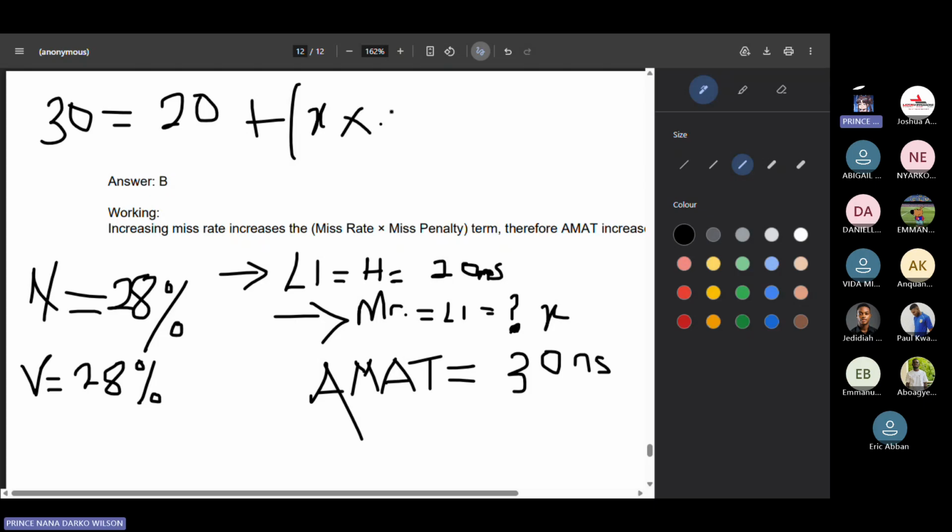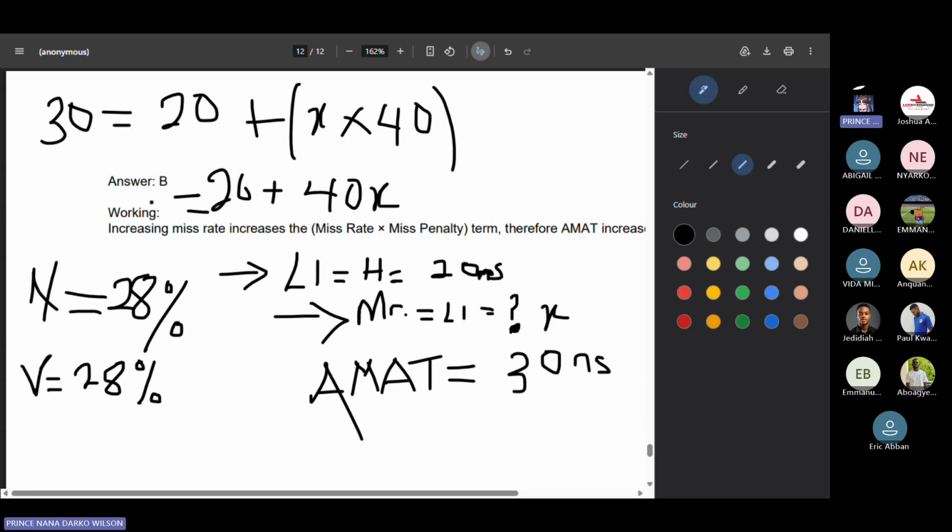What was the access time for level 2? Please remind me. It was 40, okay. So 40 nanoseconds. So we have 30 nanoseconds is equal to 20 nanoseconds plus X times 40 nanoseconds. So we do our brackets first. So that gives us 40X plus 20 is equal to 30, like this.